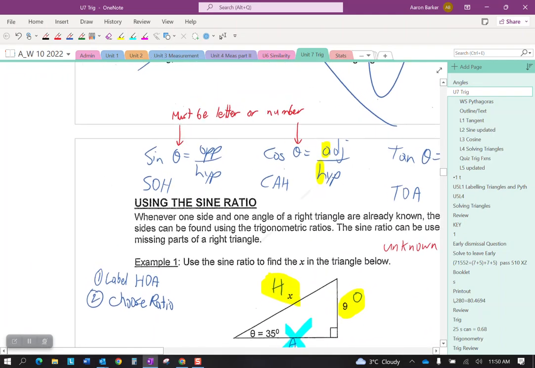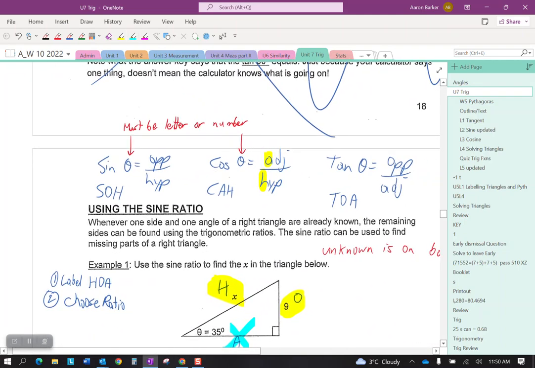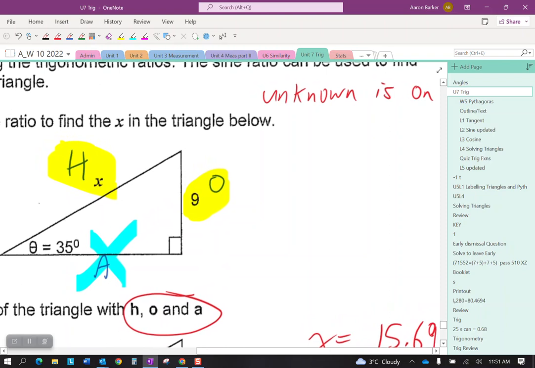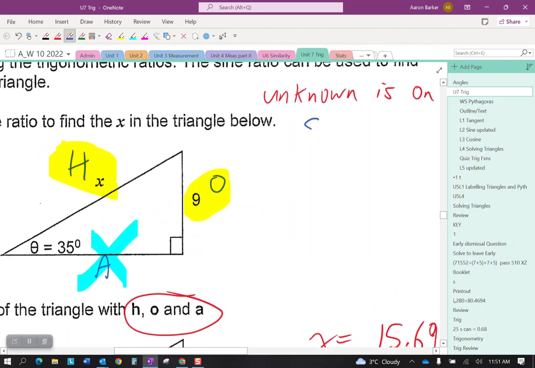So you look up at SOHCAHTOA. Which ratio has O and H in it? Is it the tangent? No. Is it the cosine? No. Cosine's A and H. The only one with O and H is the sine ratio. Okay. So then we start by writing down sine theta equals O over H. And that's from the SO in SOHCAHTOA.